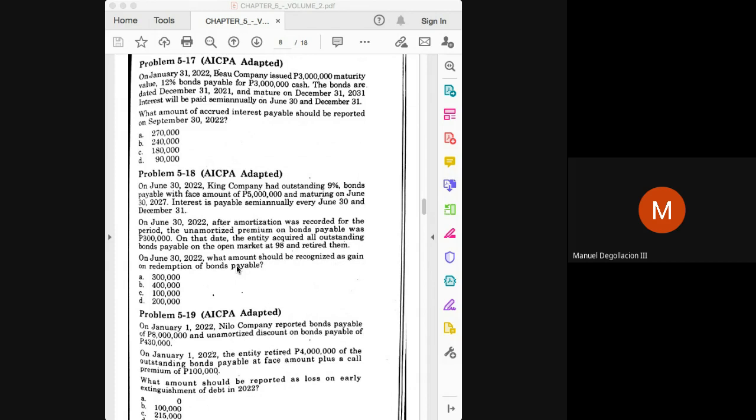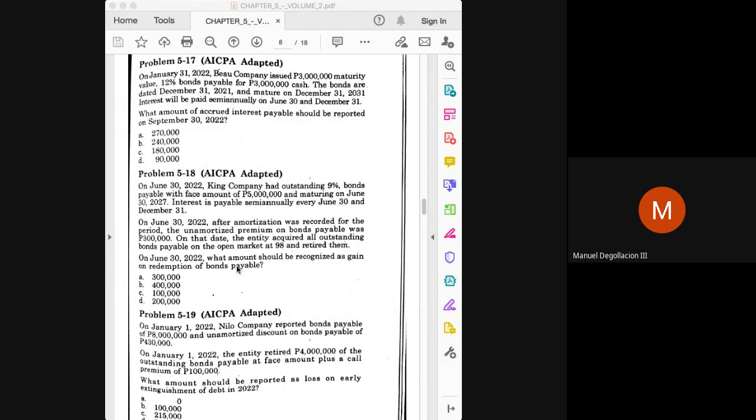We do not include the period prior to July 1 because whatever interest accrued in those months was already paid by June 30. Therefore, it will no longer remain as part of our accrued interest payable. So we'll only be computing interest from July 1 to September 30, and that would be July, August, September, 3 months. The face value here is 3 million, and the stated rate, or the nominal rate or the coupon rate, is 12%. You multiply 12% by 3 million, you will get 360,000.